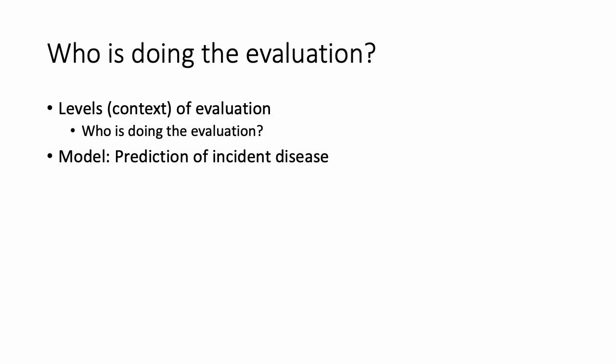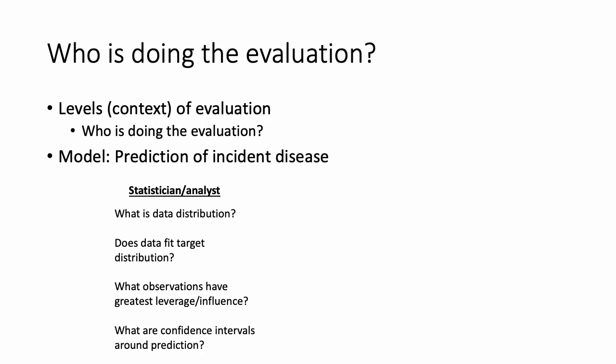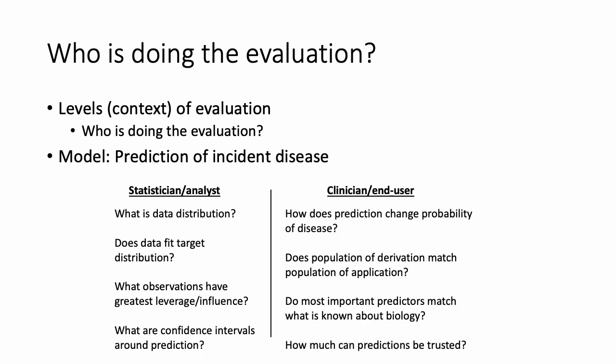And just as an example, let's say I have a model to predict incident disease. If I'm a statistician or an analyst, I want to know, what's the data distribution? Does the distribution of the data fit the target distribution, which is often what we're trying to use to create a model? What observations have the greatest leverage or influence? What are the confidence intervals around the prediction? Again, these are quantitative, technical components of a model that an analyst would be looking very closely at.